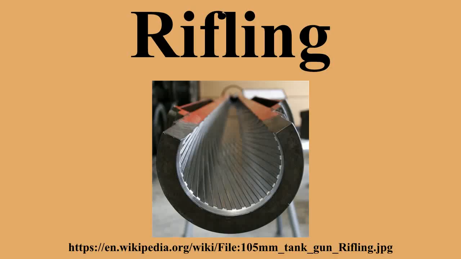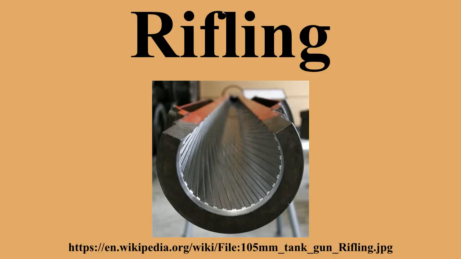Construction and operation. A barrel of circular cross-section is not capable of imparting a spin to a projectile, so a rifled barrel has a non-circular cross-section. Typically the rifled barrel contains one or more grooves that run down its length, giving it a cross-section resembling an internal gear, though it can also take the shape of a polygon, usually with rounded corners.